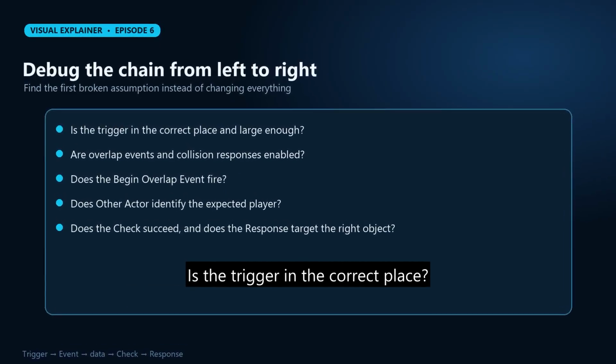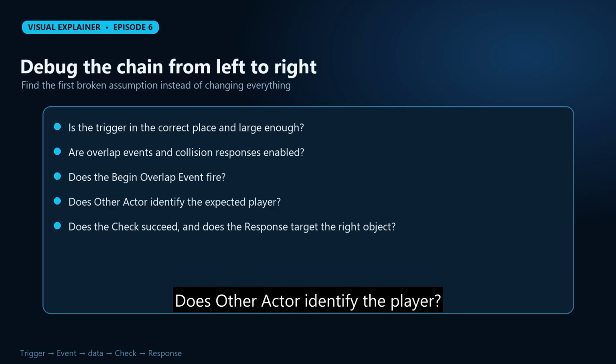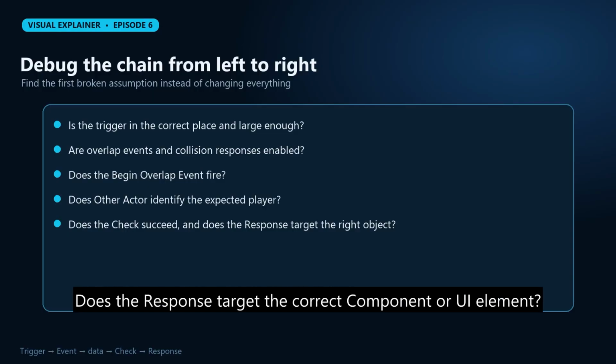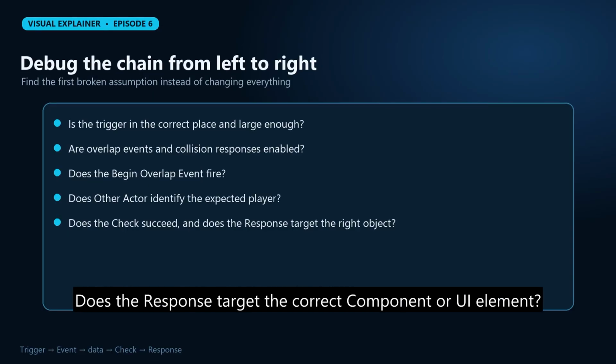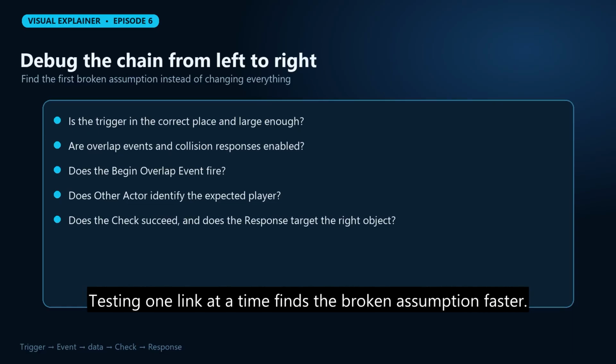When nothing happens, verify the chain in order. Is the trigger in the correct place? Are overlap events enabled? Does the event fire? Does other actor identify the player? Does the check succeed? Does the response target the correct component or UI element? Testing one link at a time finds the broken assumption faster.